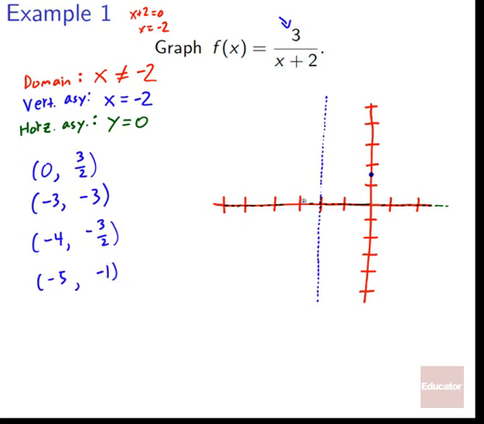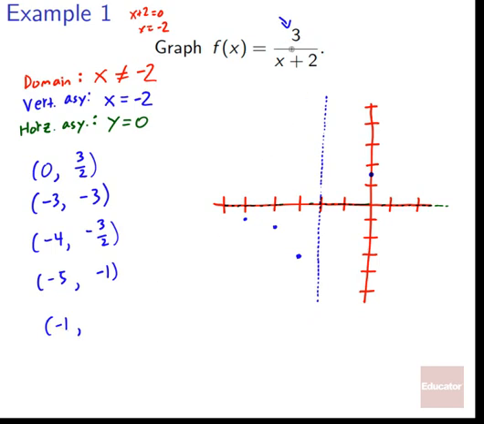So we can plot this stuff on the left side now. At -3, we are at a height of 1, 2, 3, -3. At -4, we're at -3/2, and at -5, we're at -1. Well, let's go on the other side. We've already got this point here, so let's try -1.